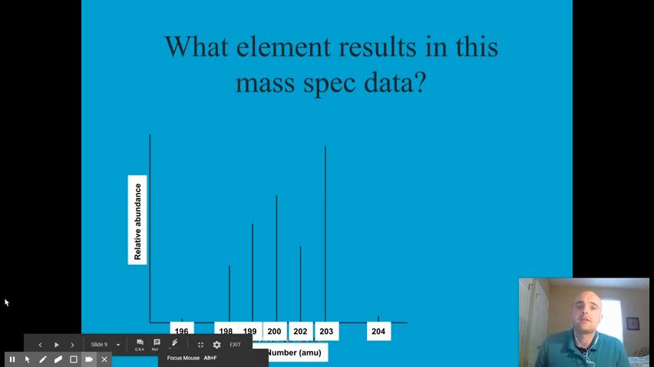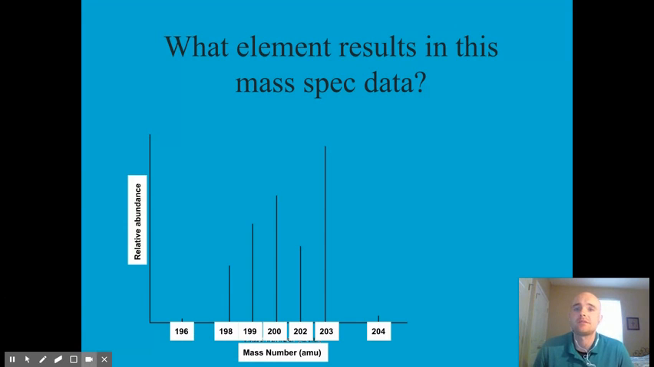Okay? Another test question you might get asked is something like this, where what element results in this mass spec data? I can see over on the top left, it says relative abundance, and down here is the mass number, right, in AMUs. So I can see across the bottom where it's showing 196, 198, 199, all those. So I know that my range is somewhere between 196 and 204. It's probably somewhere around 200, right? So estimate somewhere around 200.